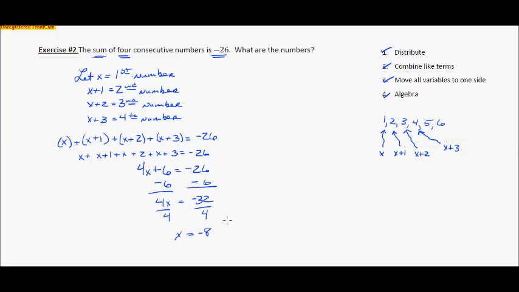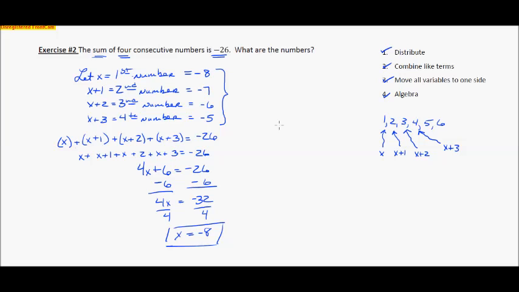And remember, this is a word problem, so I want to answer the question. I simply take this and go back up to where I defined the variables, and say x equals negative 8. If I want to find this one, it's x plus 1. If I plug in negative 8 for x, negative 8 plus 1 is negative 7. And if I plug in an x here, negative 8 plus 2 is negative 6. And negative 8 plus 3 is negative 5. You see those are consecutive numbers: negative 8, negative 7, negative 6, negative 5. So these are my answers for my 4 consecutive numbers.